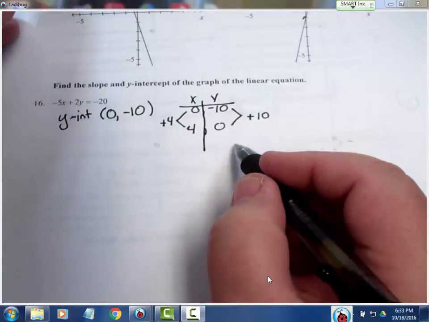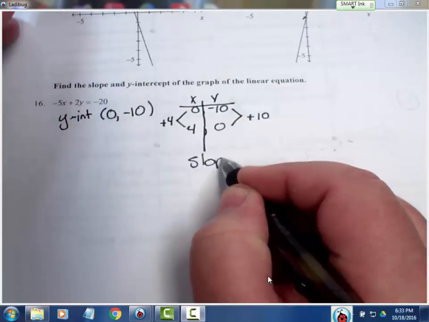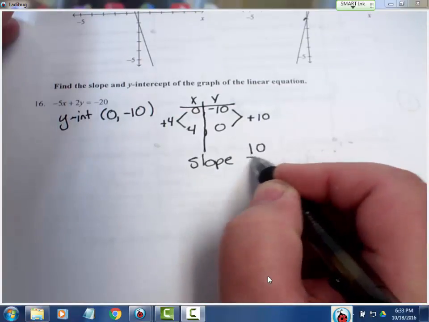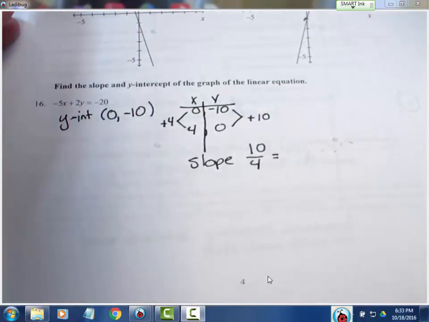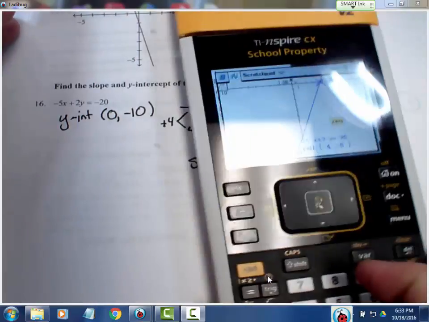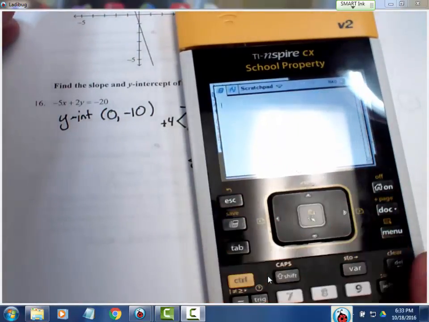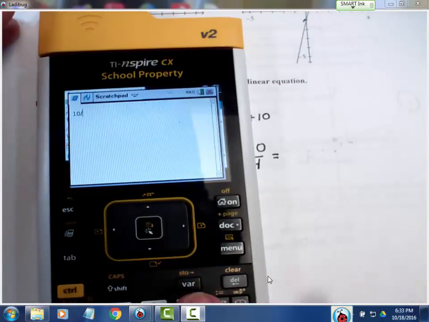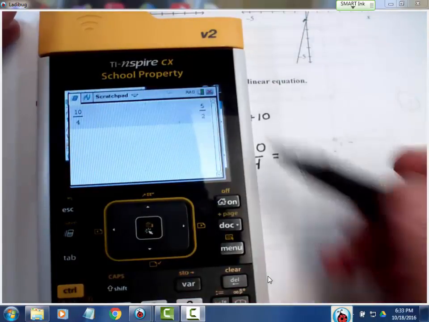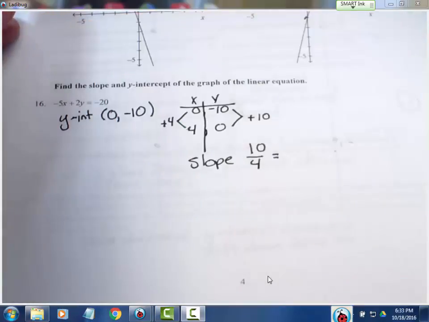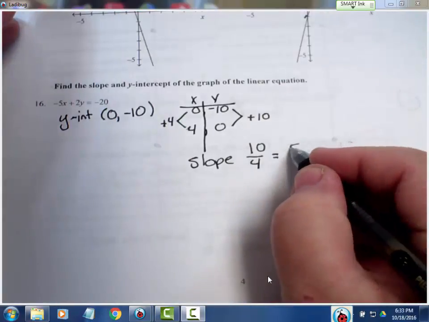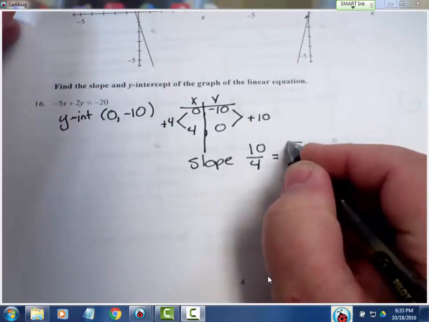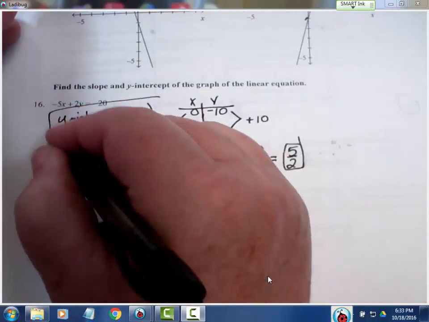So that means my slope is 10 over 4. And what I want to do now is find out what that would be in its reduced form. So I go back to my calculator and I type 10 divided by 4, enter, and it tells me that would be 5 over 2. So my slope is 5 over 2. Okay. So that one and that one are my answers.